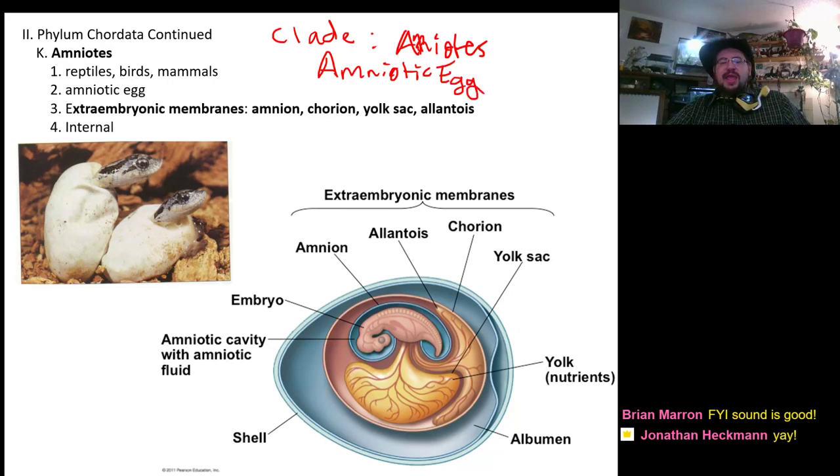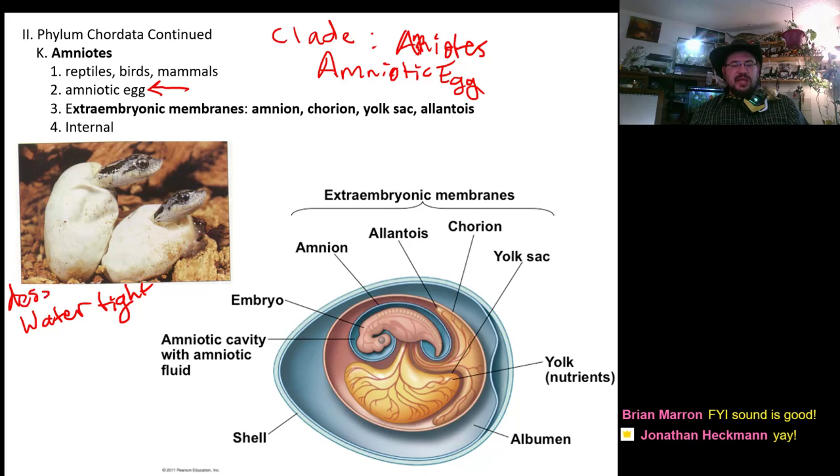The amniotic egg is a feature of reptiles, birds, and mammals. So reptiles, dinosaurs, and mammals are our amniotes. The amniotic egg is a huge adaptation for being able to exploit terrestrial environments. Basically, an amniotic egg is watertight, right? So we no longer have to worry so much about desiccation. That is now less of a problem. The egg outside of water will not immediately desiccate.